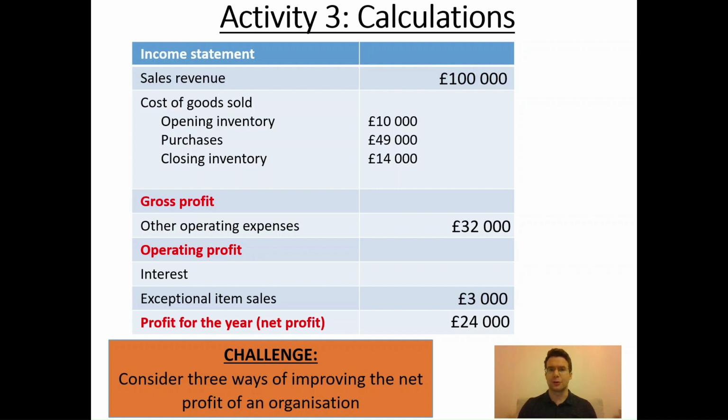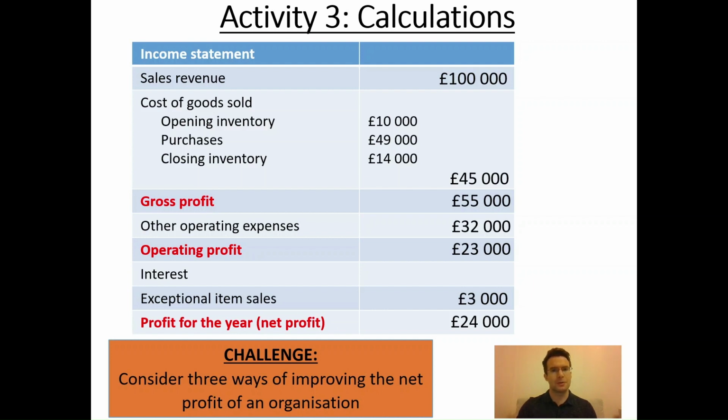So how do we calculate the cost of goods sold, or cost of sales as it's sometimes known, for the year? We take the opening inventory, we add the purchases figure, and then we take away the closing inventories figure. That would be 10,000 plus 49,000 minus 14,000, which gives us a figure for cost of goods sold of £45,000. Our gross profit would of course be sales revenue minus cost of goods sold, £55,000. And then to work out operating profit, we take away the other operating expenses. So 55 minus 32,000 would give us £23,000.